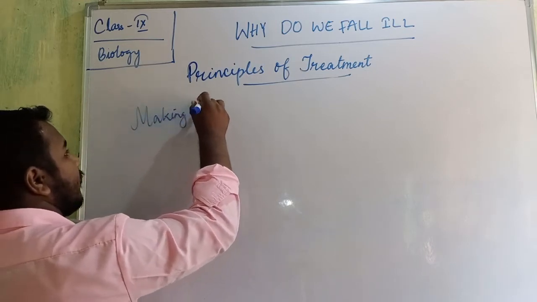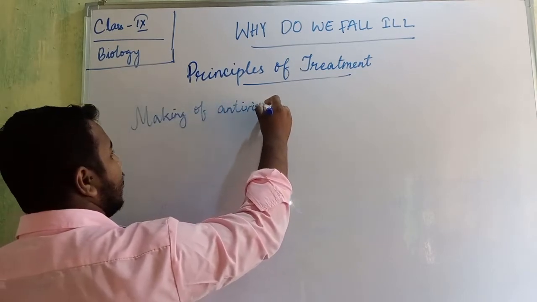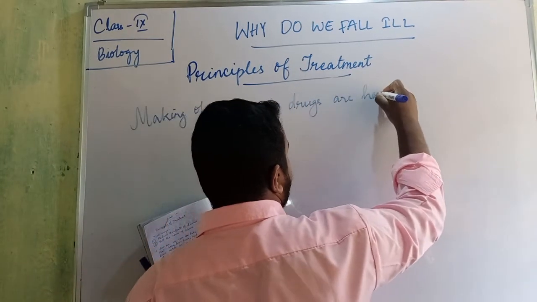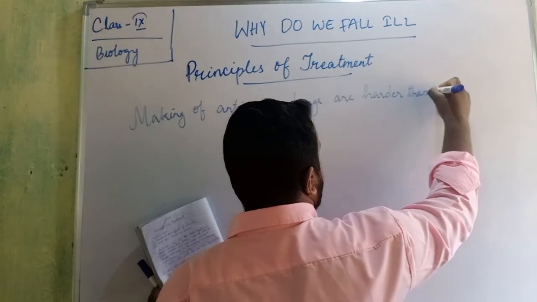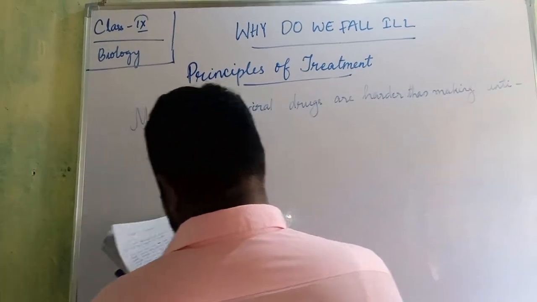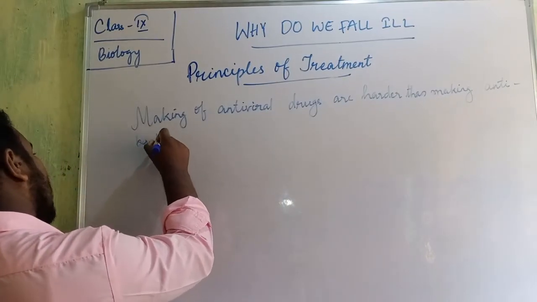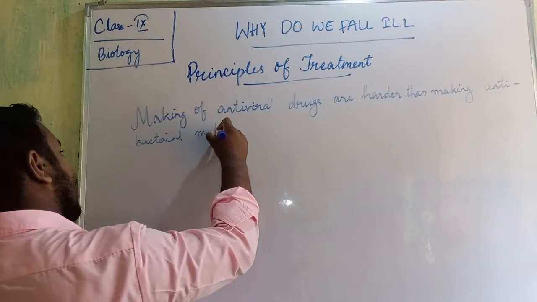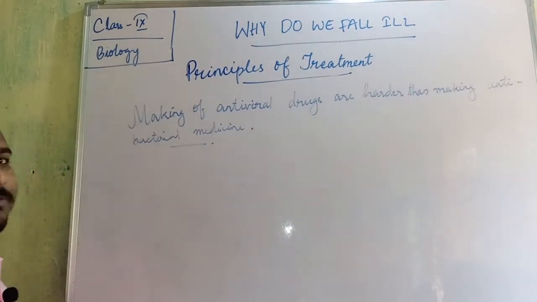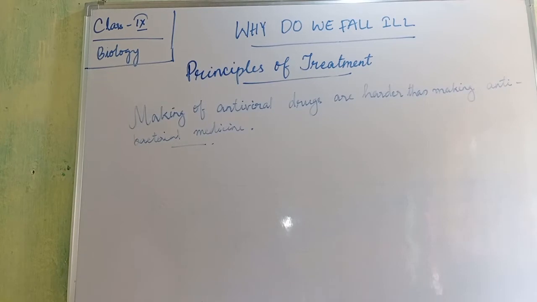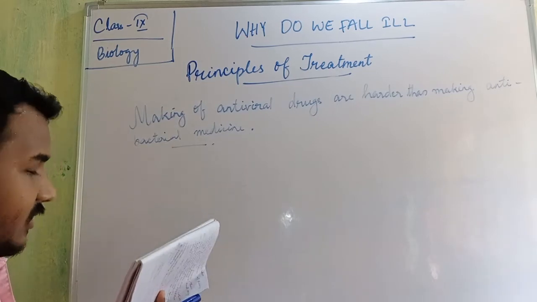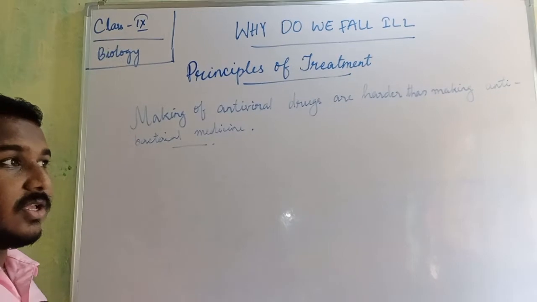Making of antiviral drugs or medicine is harder than making antibacterial medicine. This is the topic: making of antiviral drugs is harder than making of antibacterial medicines. Okay, why? Because some viruses are there.